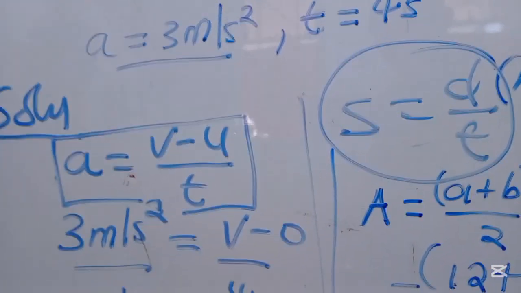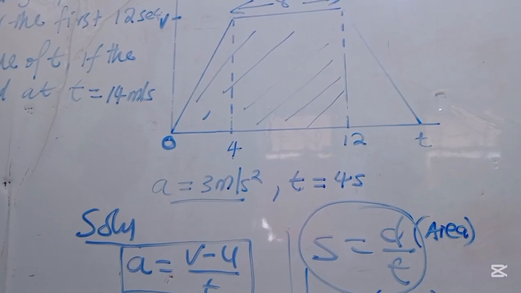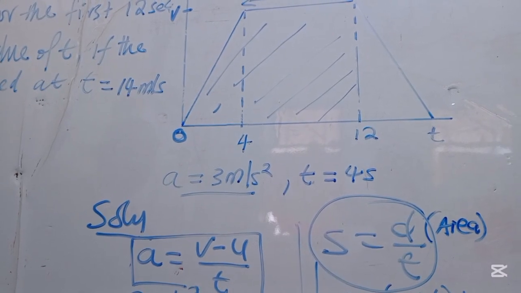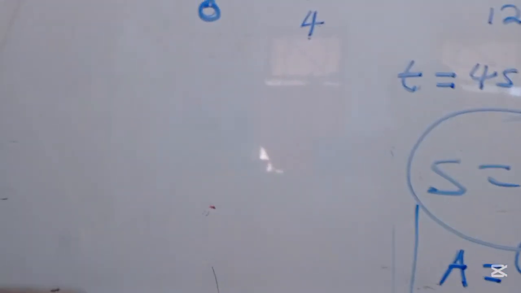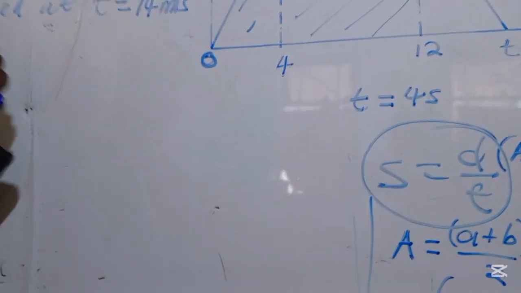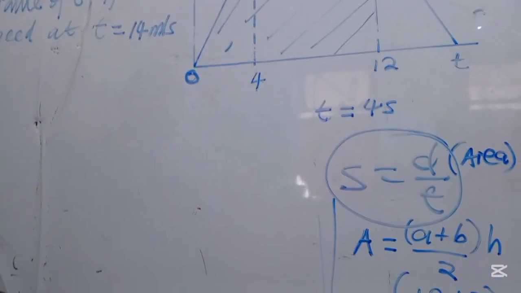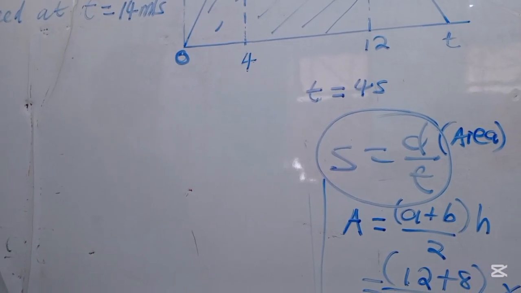Find the value of t. So now they're asking for the value of t if the speed at t is equal to 4. Mind you, they are saying the speed is equal to 4 meters per second. So find the value of t.